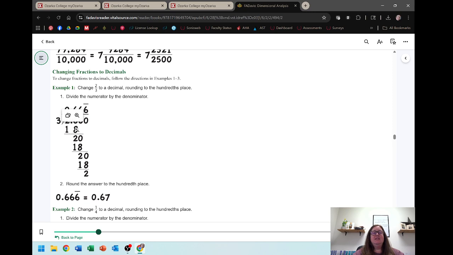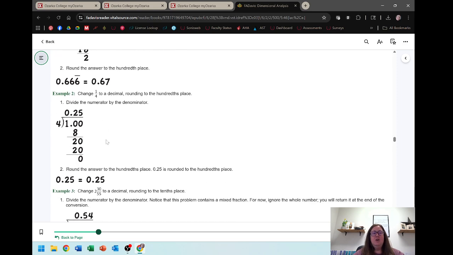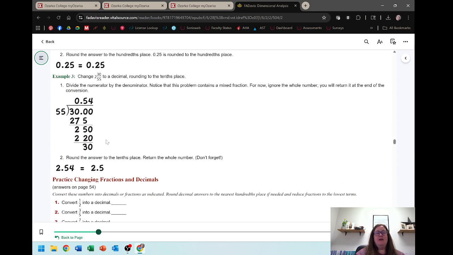So in this case, they did the long division. They get 0.66 repeating. It's said to round to the 100th place, so they rounded it to 0.67 as their final answer. 1/4 to a decimal, 1 divided by 4. They got 0.25 with 0 remainder. Their final answer is 0.25.